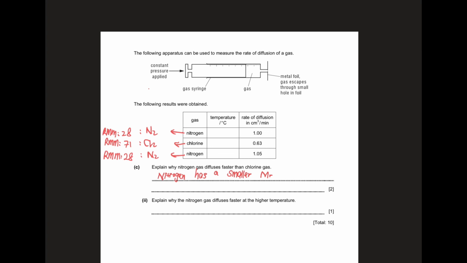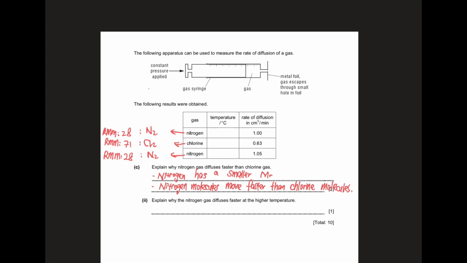Okay, then second point, you can say nitrogen molecules move faster than chlorine molecules. Okay, so you set up the reason, then you set up the consequence. Okay, so normally it is like this. Okay, now we see part 2.